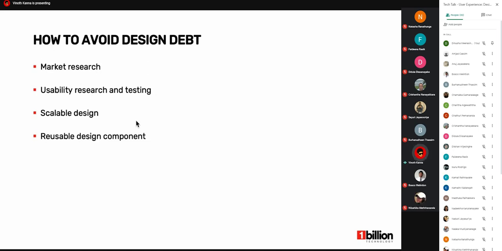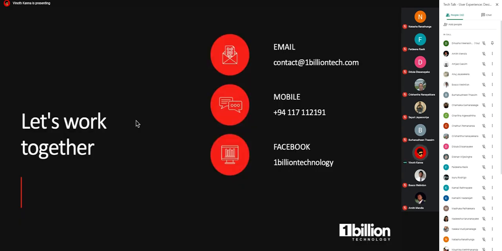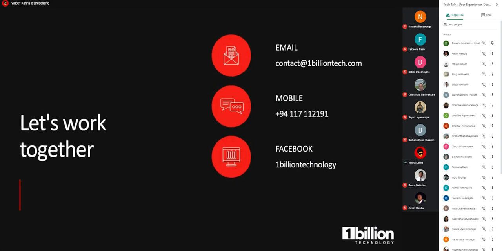And the design should be scalable. If you want to add a new feature to the platform, it shouldn't break the design, and that is scalable design. And then there are reusable design components, so that we can move the components without breaking the design. That's all from me today for design thinking.